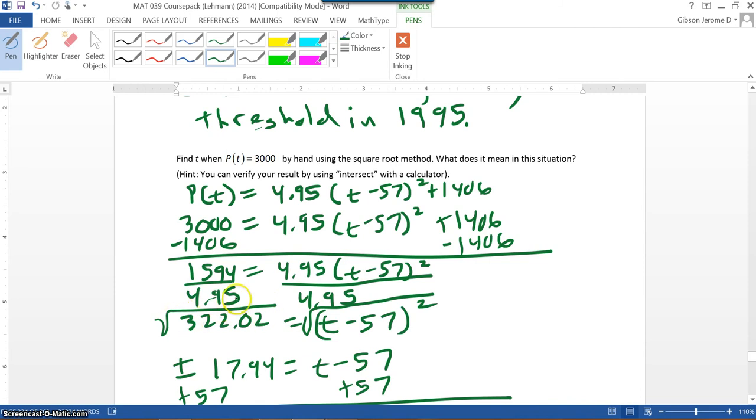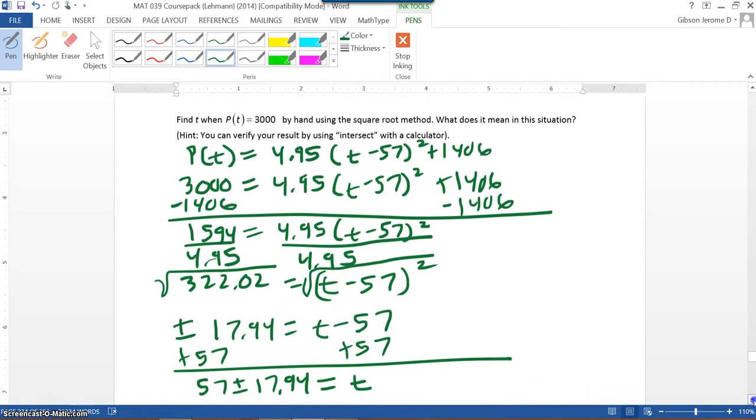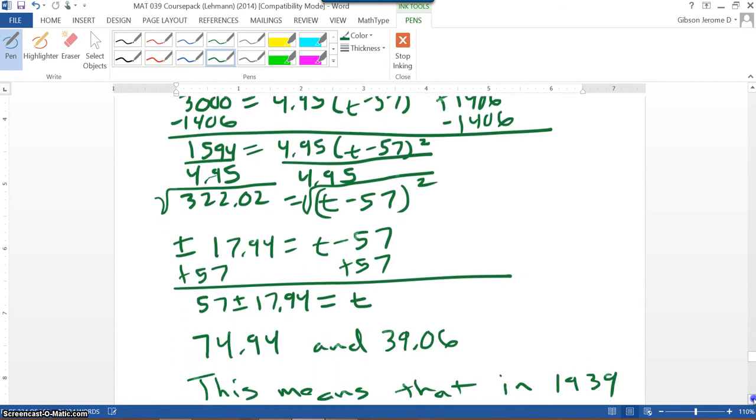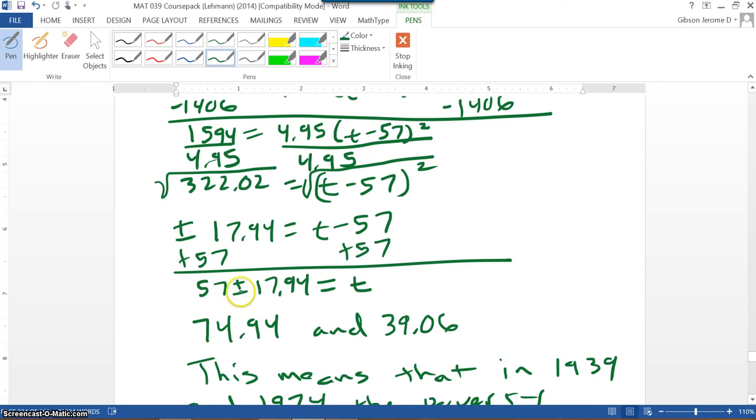Okay, class, picking up where we left off, we ended up with the approximation of 322.02, and we took the square root of both sides, and that left us plus or minus approximately 17.94 is equal to t minus 57. So now we were supposed to add 57 to both sides, which we show here because we're trying to get t by itself, and we will have 57 plus or minus 17.94 equals t.